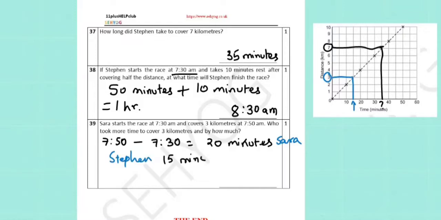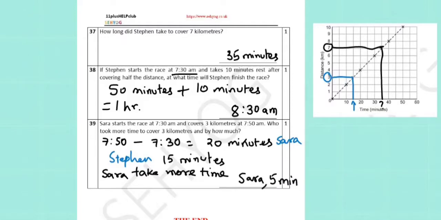So, who took more time? Of course, Sarah took more time. And how much more time? 20 minus 15, which is 5 minutes. So, Sarah took 5 minutes more time than Stephen.